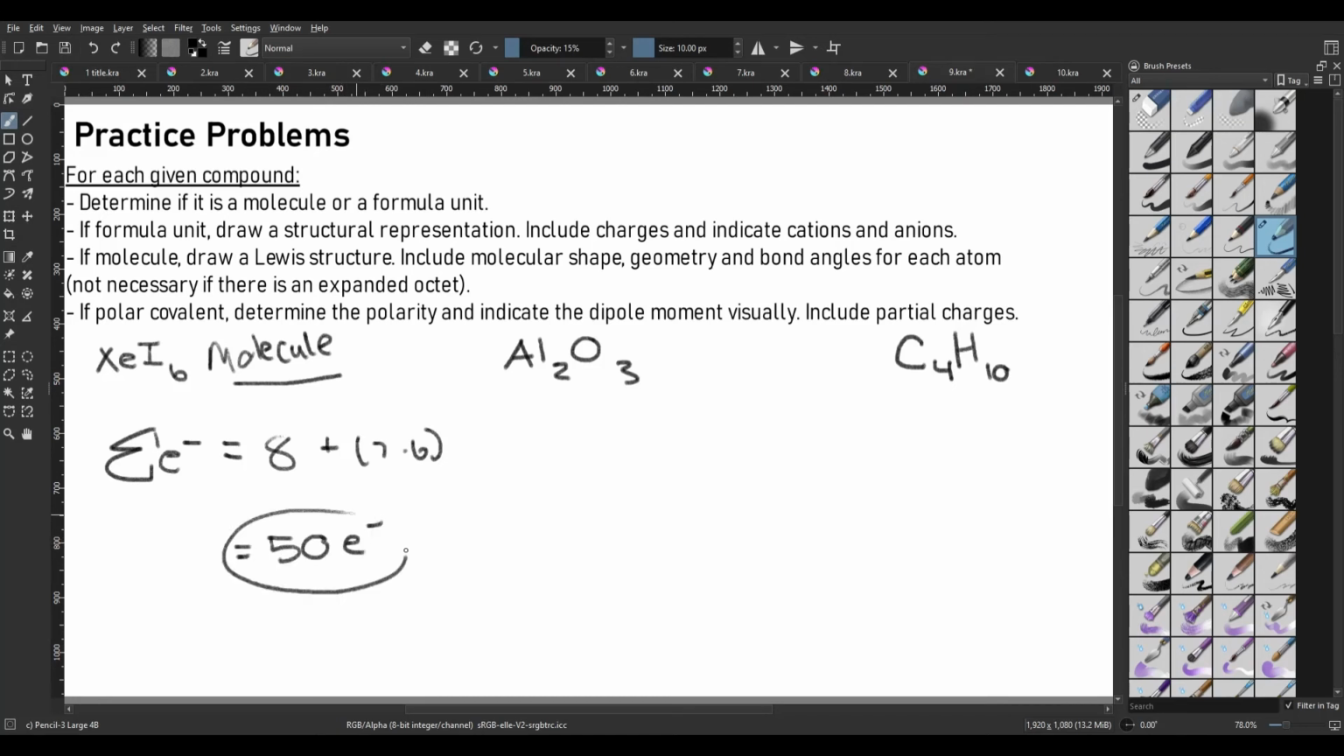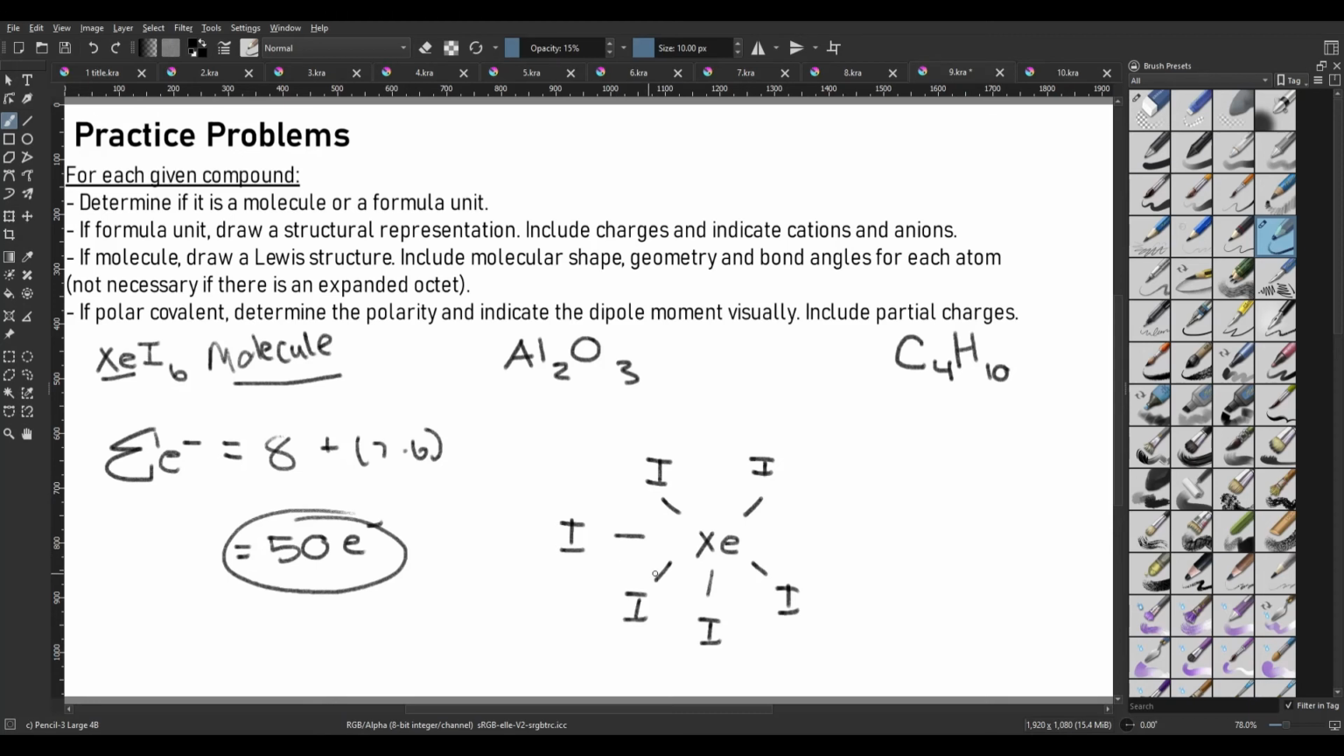And with that, we can draw our Lewis structure. So we're going to pick xenon as our center atom here, of course. We're not going to worry about formal charge here because that's not something we have to consider. So no resonance structures. But xenon in the middle here. We're going to put our iodines around that. 1, 2, 3, 4, 5, 6. Of course, make our bonds. So 2, 4, 6, 8, 10, 12. Then fill the outer shell of the iodines.